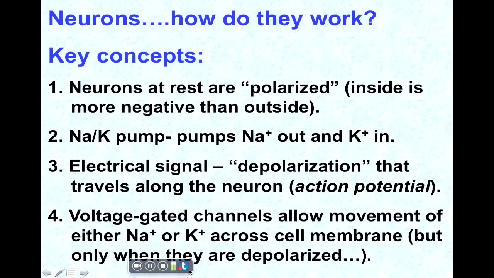Also, we'll illustrate this in just a second, but keep in mind that there are other proteins, we call them voltage-gated channels, that allow the movement of specific ions, for example, either sodium or potassium, across the neuron membrane. But these channels tend to open only in response to a depolarization. When a cell is polarized, in other words, when a neuron is at rest, these proteins tend to be closed, and therefore they don't typically allow the movement of the sodium or potassium ions. So let's illustrate these concepts in another fashion.